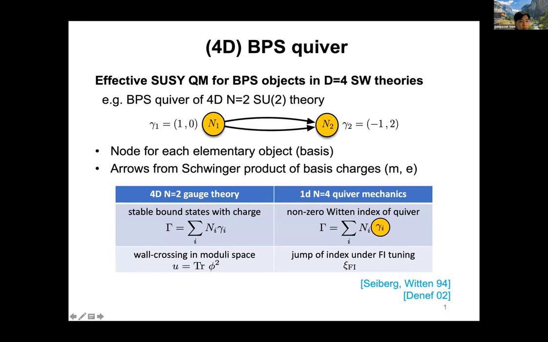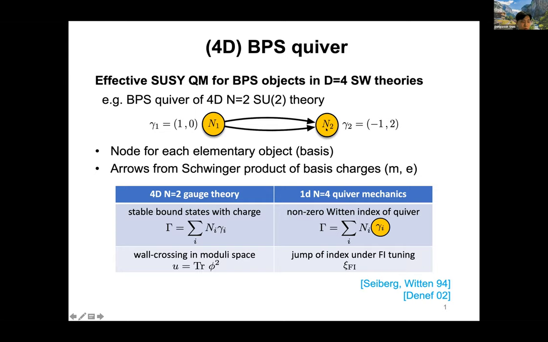To make sure that we are on the same page, let me briefly introduce what a BPS quiver is. This business began from four-dimensional physics, where people wanted to understand whether a state of a given charge is stable or not in a gauge theory. The BPS quiver appears as a tool which describes the effective supersymmetric quantum mechanics for BPS objects in 4D Seiberg-Witten type theories. For instance, with N=2 supersymmetry in four dimensions with SU(2) gauge group, the BPS quiver is described by this two-noded quiver.